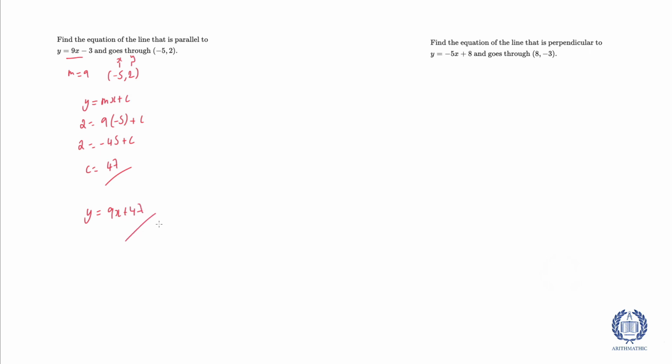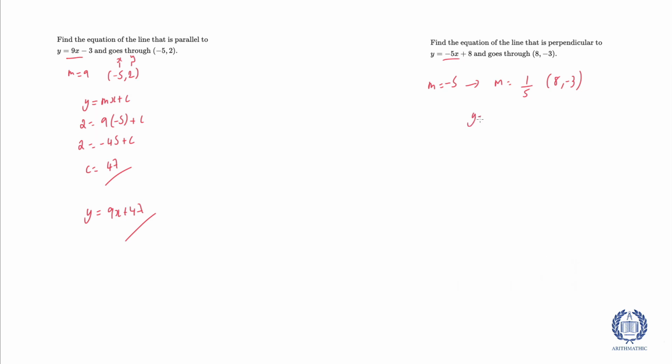That's the answer. For the next one, perpendicular. So we know the gradient on this one is going to be -5. But perpendicular means what? We flip it. So -5 becomes 1 over 5. And you take away the minus because it was already a minus there. So we've got the gradient as 1 over 5. And then what we've got is a coordinate, which is (8, -3).